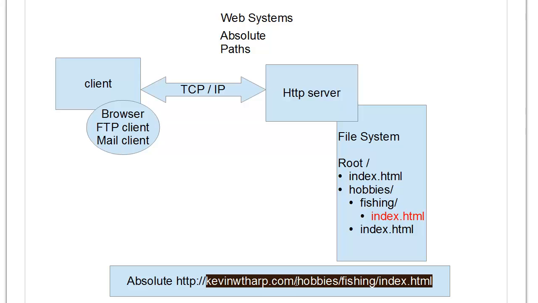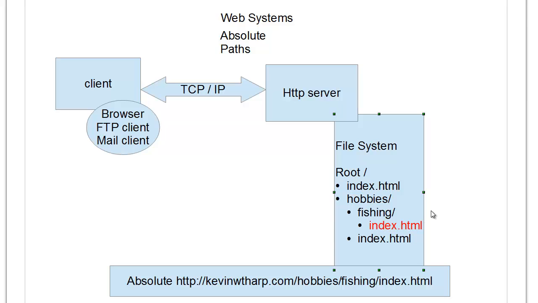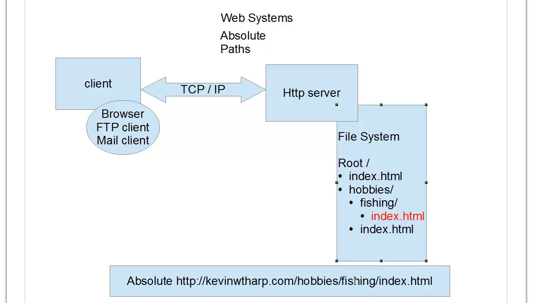So I would have kevinwtharp.com/hobbies/fishing, and what that's doing is it's saying inside of kevinwtharp.com, inside the root folder, look for another folder called hobbies, and then inside of the hobbies folder, look for a folder called fishing. And within that fishing folder, look for the file called index.html. And that is an absolute path. That is going to get me to that location as long as it exists on the internet and my computer is set up to go and take care of that. So that's an absolute path.